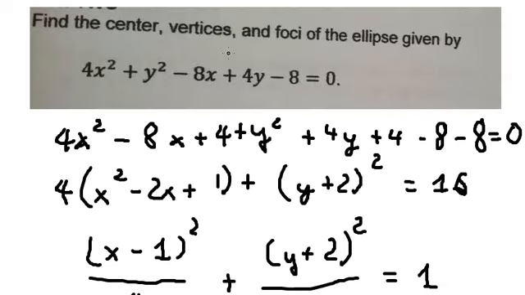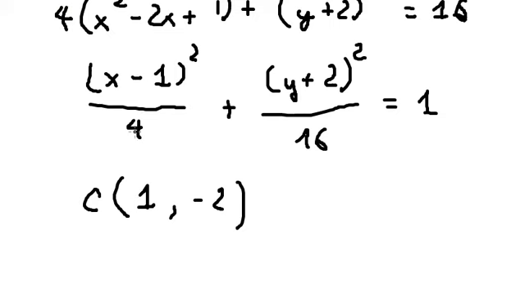Now we go to find the vertices. So we have number 4, we change it to 2 squared. Number 16, we change it to number 4 squared. This is A. This is B.